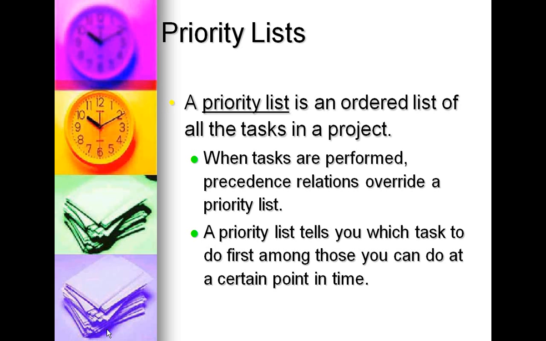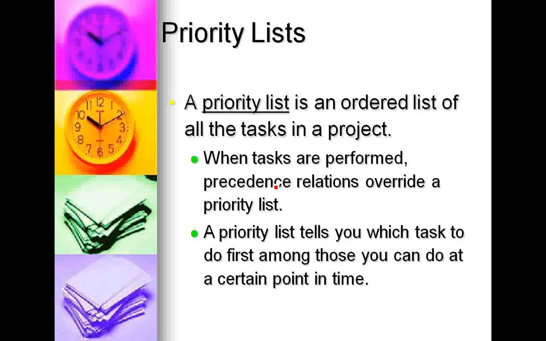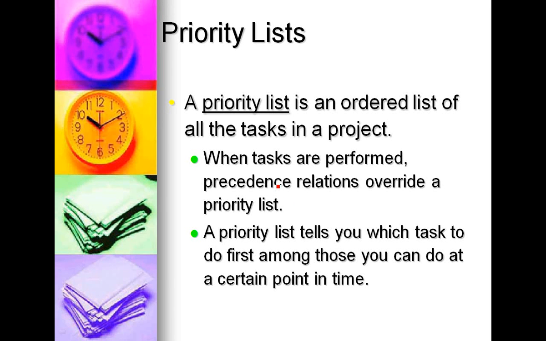Now, just because you think something takes top priority, your precedence relationships are going to override your priority list whenever you have a precedence relationship. So what that means is, if you think it's more important to get your shoes on than your socks on, you still have to put on your socks before your shoes.